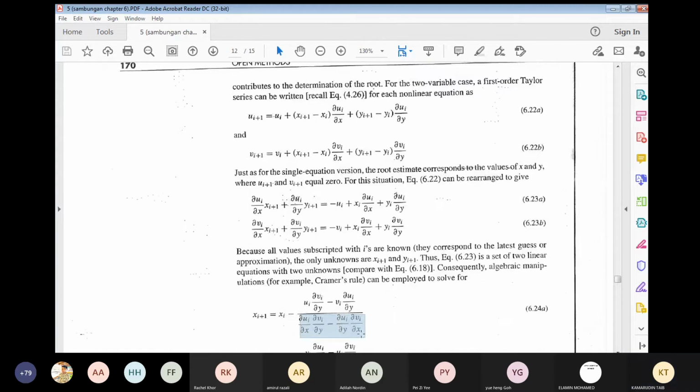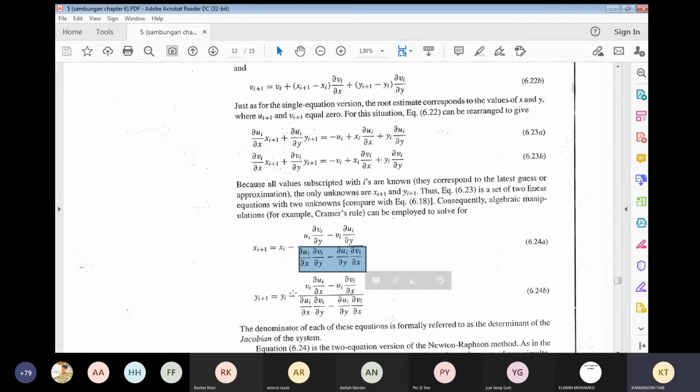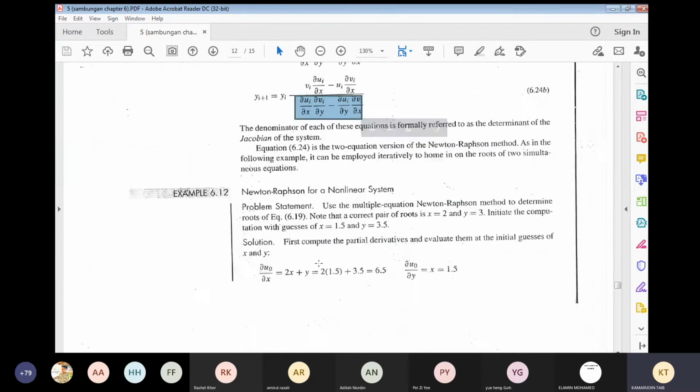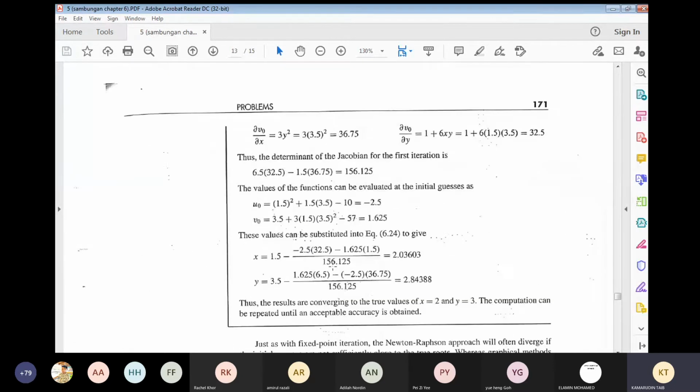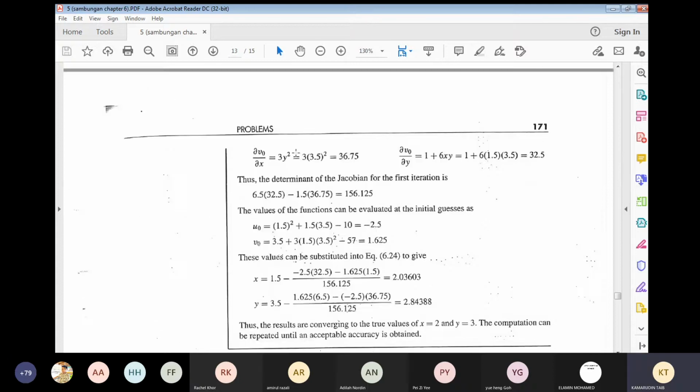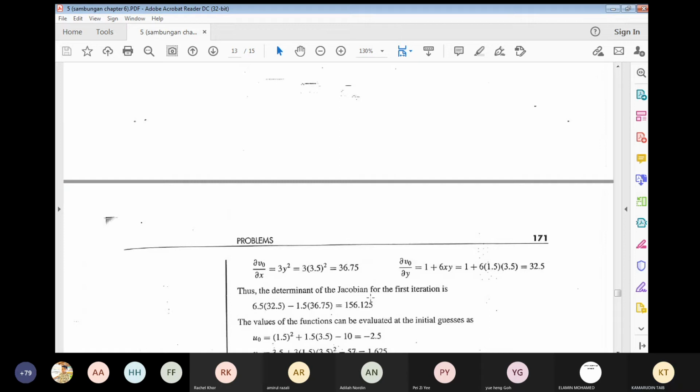Same as here, this parameter at the denominator is called the Jacobian. Thus, the determinant of the Jacobian for the first iteration is 6.5 times 32.5 minus 1.5 times 36.75.